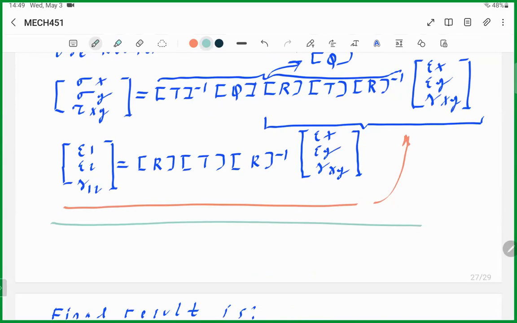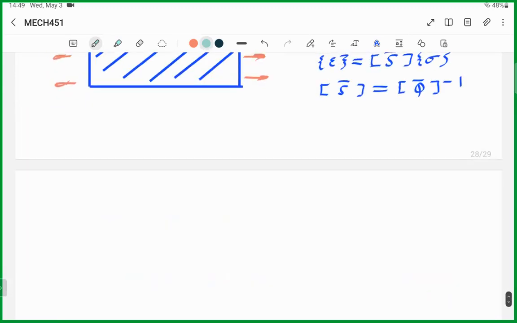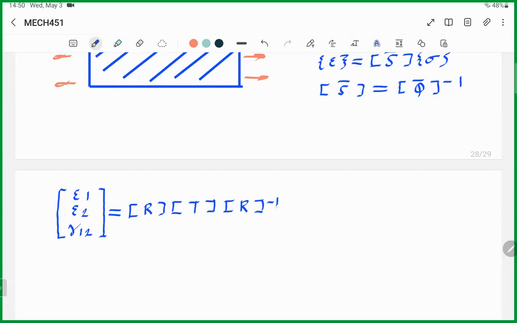Epsilon global is RT R inverse times epsilon local. First, write this matrix equation: epsilon local, which contains epsilon 1, epsilon 2, gamma 1 2, is R T R inverse times epsilon global, which contains epsilon x, epsilon y, and gamma xy. This is the transformation formula for strains, and it involves the Reuter matrix R as well as the transformation matrix.